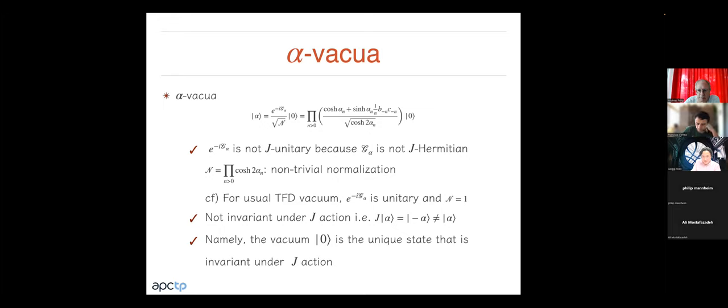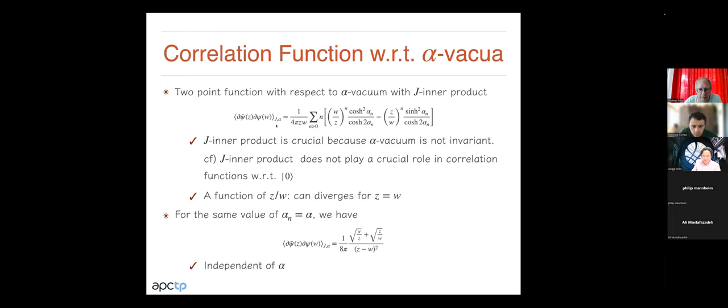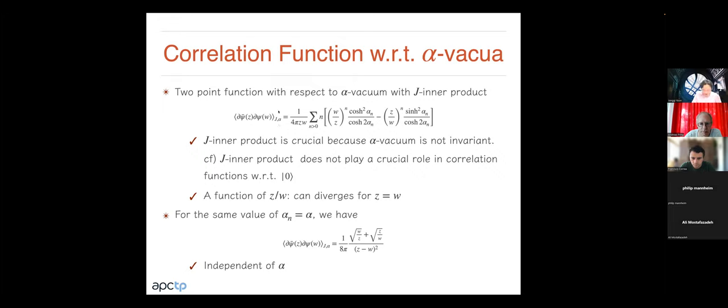But the important thing is that when you calculate the correlation function, I just give this final result. This explains what happened. For the usual vacuum, it doesn't matter whether you're using the J norm or not. If you calculate this one and even if you insert a J, this vacuum is invariant, so it's the same as the naive correlation function. So when you calculate the correlation function with this vacuum, it doesn't matter. That's why in the old literature, the calculation of the correlation function is no problem. It's an exact match. It's okay.